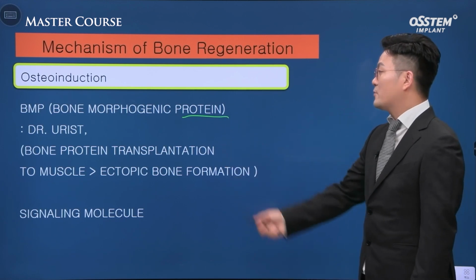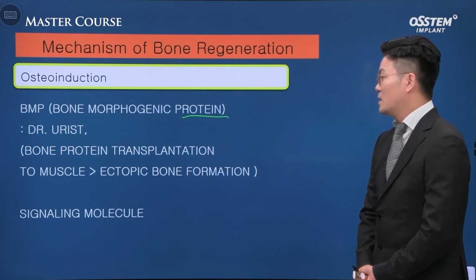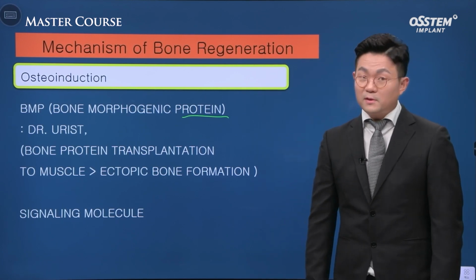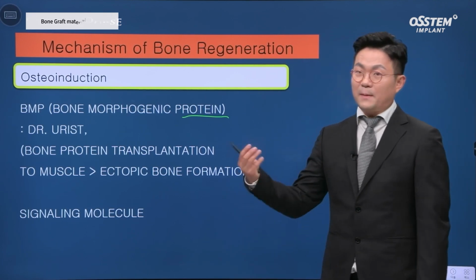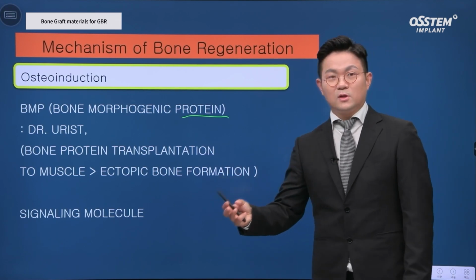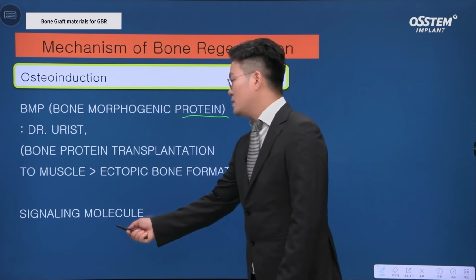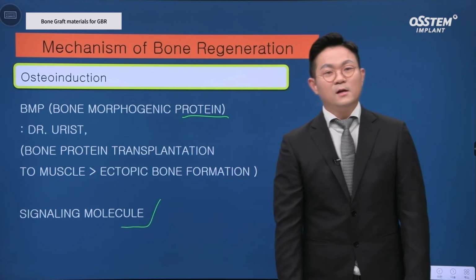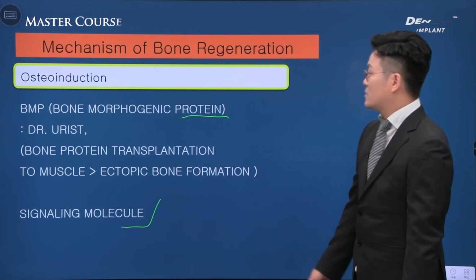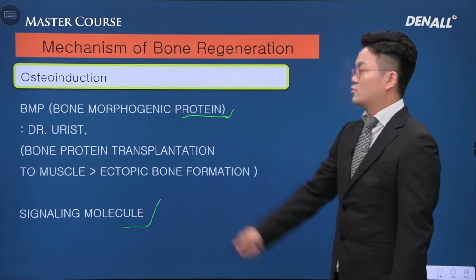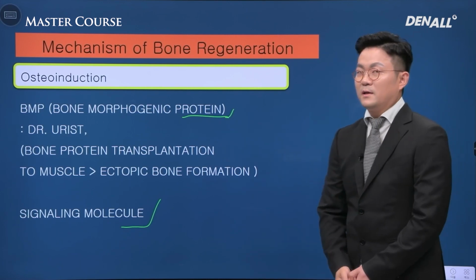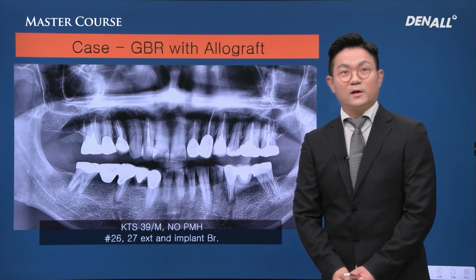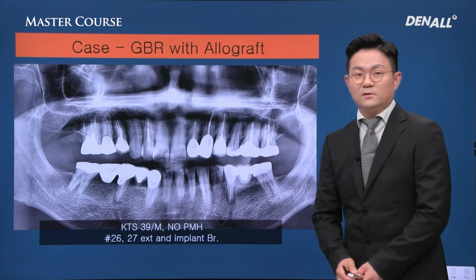It was discovered by Dr. Urist when he transplanted bone protein to muscle, and the bone was formed there, and he realized the power of bone formation in the protein, and the molecule was BMP. And they have a lot of signaling molecules to form bone by osteoinduction. That was theory, but now let's turn to a case.